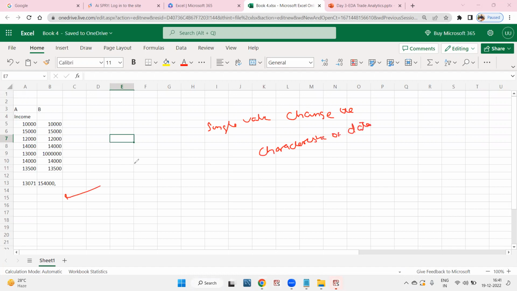So that is called an outlier, the extreme or abnormal value. The extreme or abnormal value is called an outlier. The outlier's characteristic is that it will influence the mean and change the characteristic of the data. So we need to remove it. And apart from that, how do we handle it?